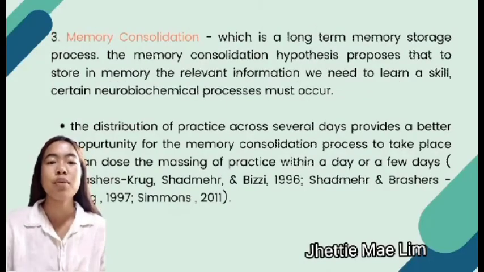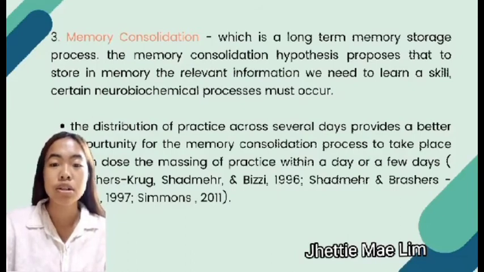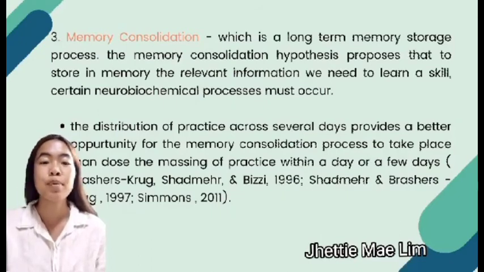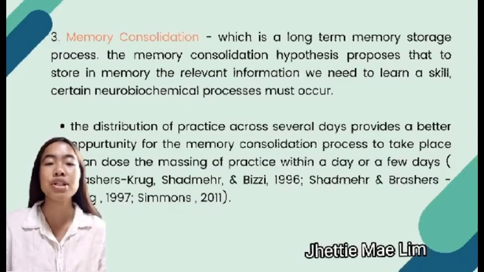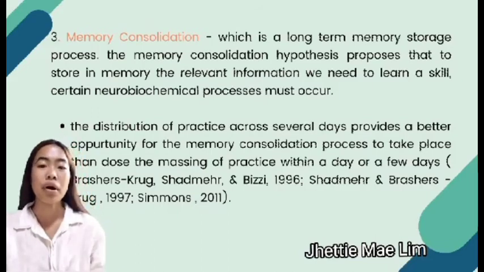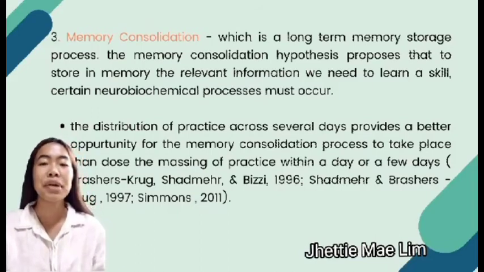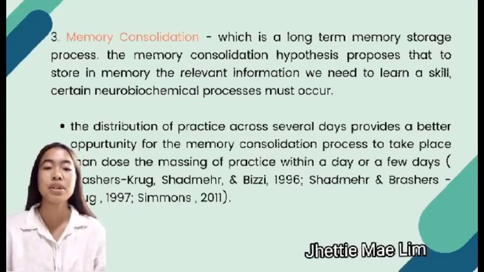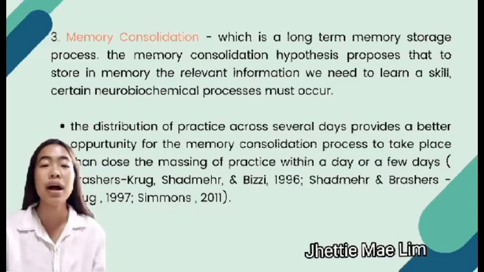The third explanation relates to memory consolidation, which is a long-term memory storage process. The memory hypothesis proposes that to store in memory the relevant information we need to learn a skill, certain neurobiochemical processes must occur. These processes, which transform a relatively unstable memory representation into a relatively permanent one, require a certain amount of time without additional practice of the same skills. So the distribution of practice across several days provides a better opportunity for the memory process to take place than does the massing of practice within a day or a few days.